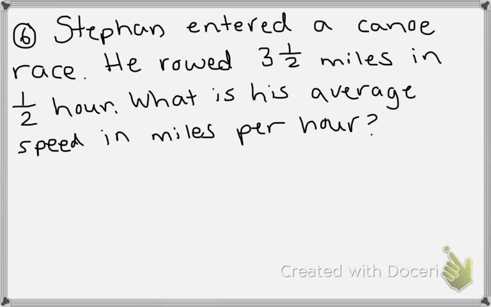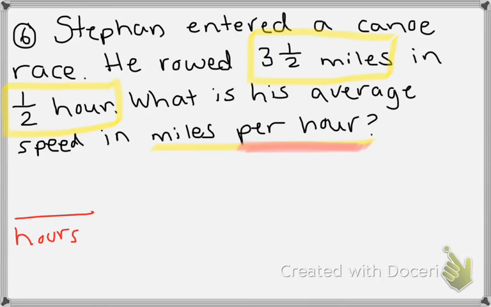He rowed 3.5 miles. So we're comparing miles in a half hour. Now, let's see what the question is asking. What is his average speed in miles per hour? What do we want 1 of? We want 1 hour. So when we make our ratio, we want 1 hour, so we put our hours in the denominator, and we're comparing that with miles, miles in the numerator.